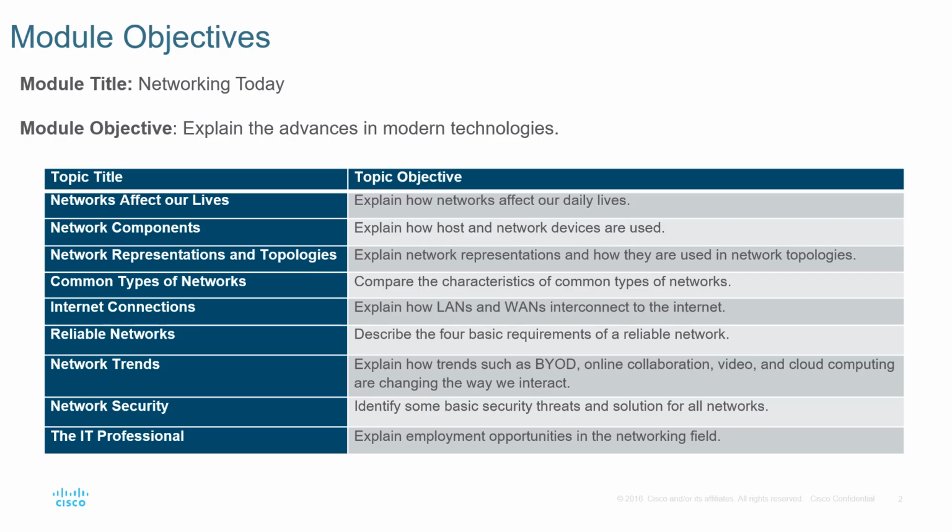We're also going to compare the characteristics of common types of networks. We need to know how LANs and WANs interconnect to the internet. Describe the 4 basic requirements of a reliable network. Plus, how trends such as BYOD, online collaboration, video, and cloud computing are changing the way we interact. Also, to identify some basic security threats and solutions for all networks.